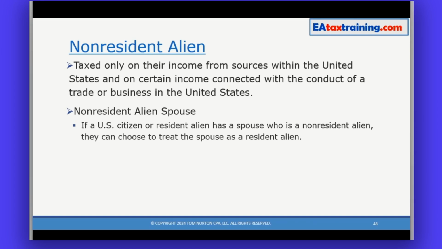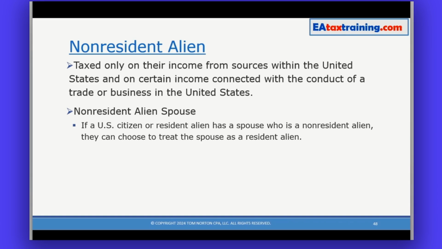If they've got a bank account that earns interest back in France, where they're from, then that counts as income if they are a resident alien. That counts as income for U.S. tax purposes. If they are a non-resident alien, that does not count as income for U.S. tax purposes. But if they've got a bank account in the United States that has interest, then that would count for a non-resident alien.